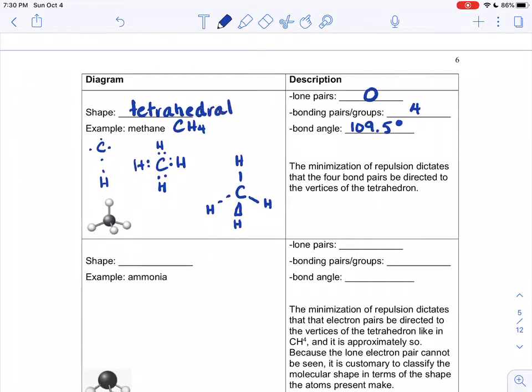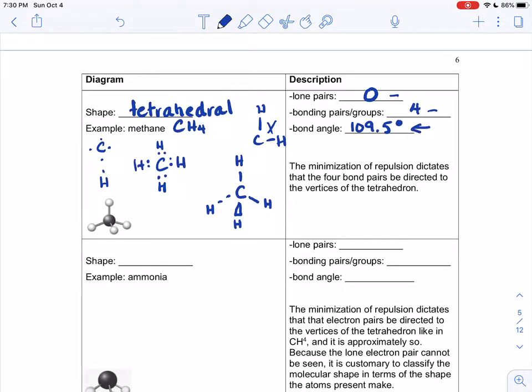And you know that you have a tetrahedral shape when your central atom has 0 lone pairs and 4 bonding groups. Now, one other thing before we move on to our next shape, do you see in my diagram that there are no 90-degree angles that I've drawn in? So I'm not drawing my hydrogens like this, okay? I'm not doing that. And the reason for it is because my bond angle is not 90 degrees.